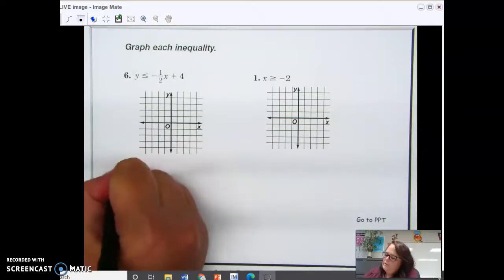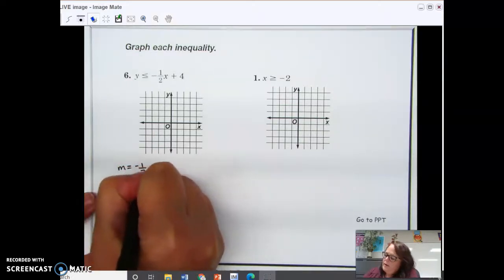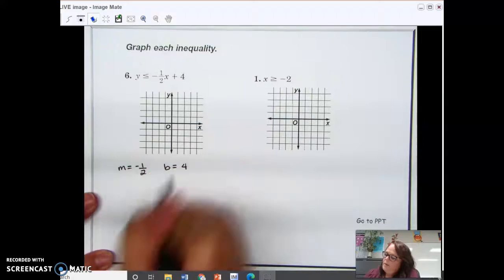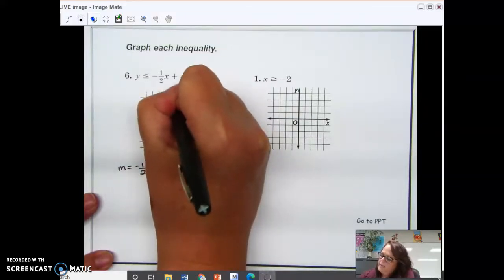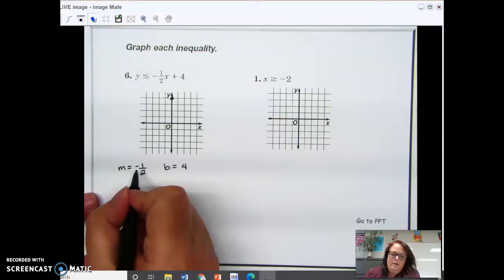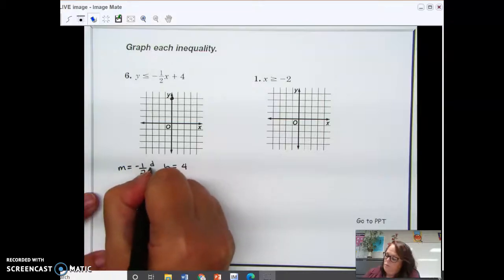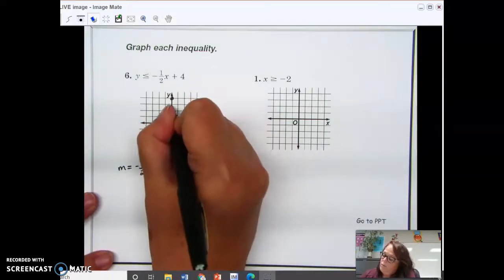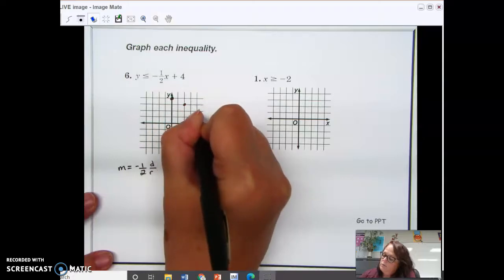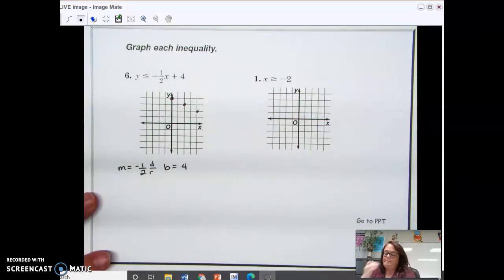And so I have a slope of -1/2. I have a y-intercept at +4, so that's going to be my starting point. And then this slope with that -1 on the top, that means go down 1 and to the right 2. So from this point, I'm going to go down 1 and to the right 2. And so it looks something like that.